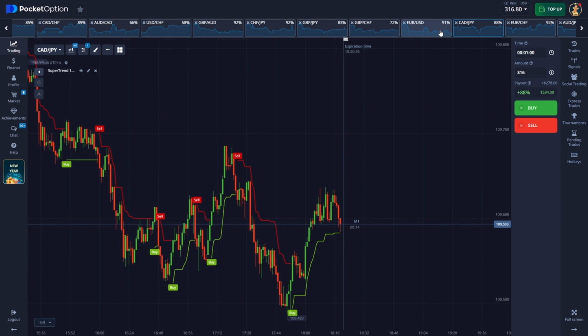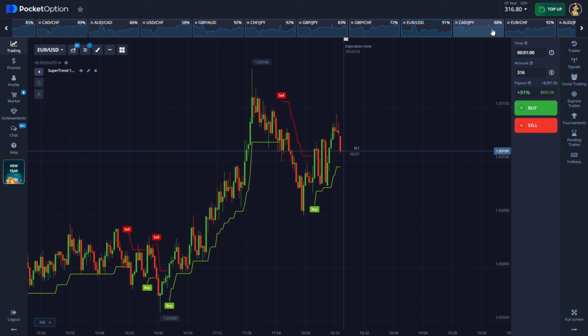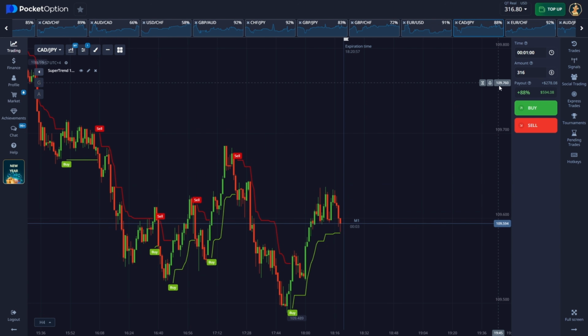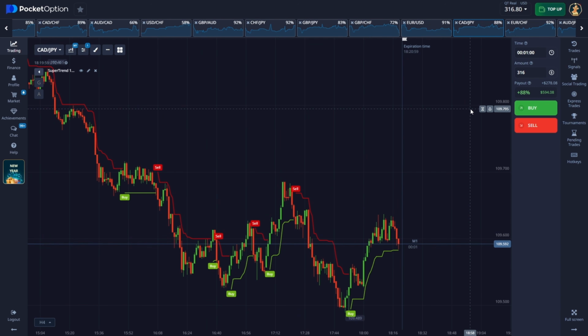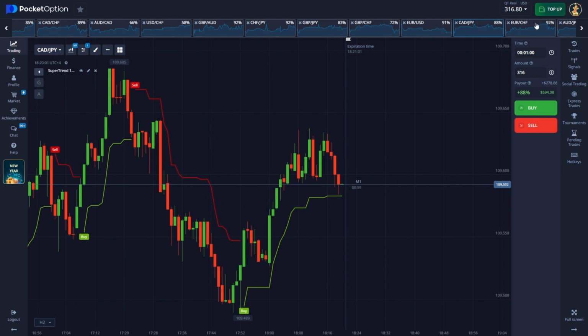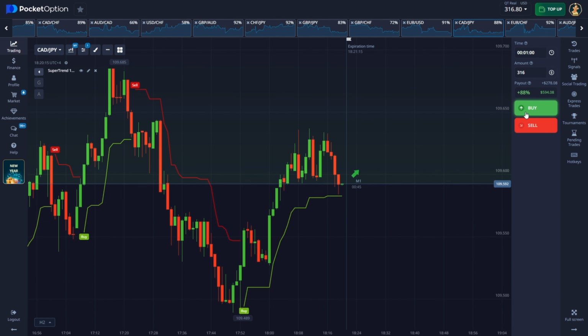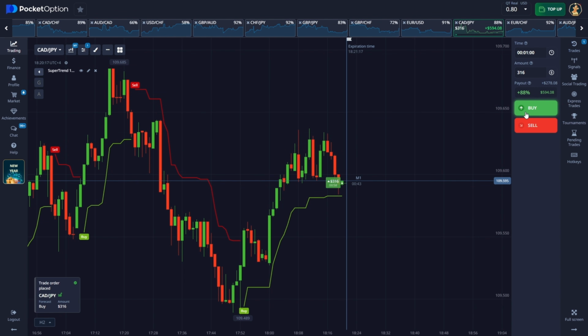On CAD JPY, we have a signal for an upside move. I'm waiting for an entry. The candle reversed, so we'll avoid that. Let's find a trade on another asset. I'm coming back to CAD JPY. If I get an entry near the buy level, I can proceed with the upside move. The candle is trying to reverse from here, so I placed a trade for the upside move.